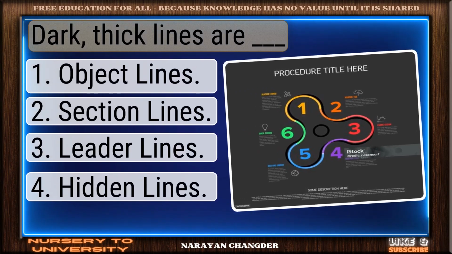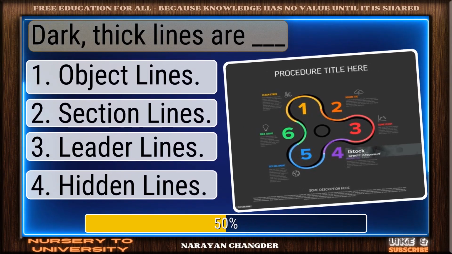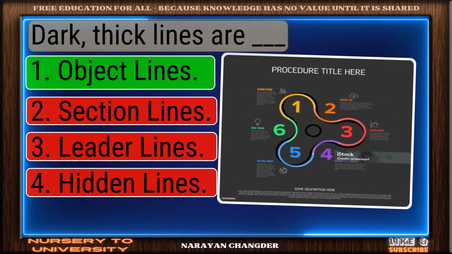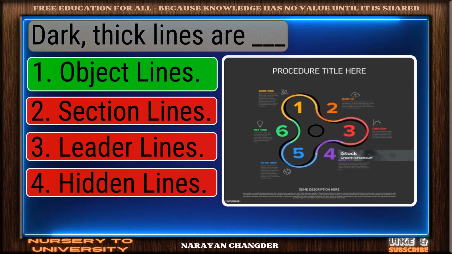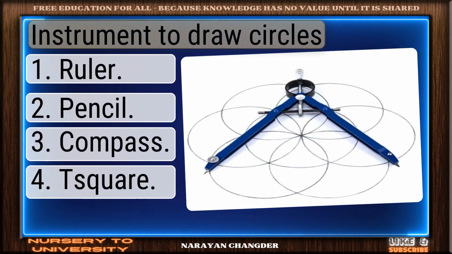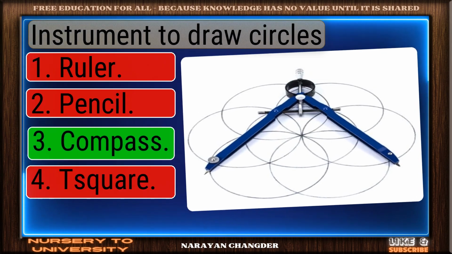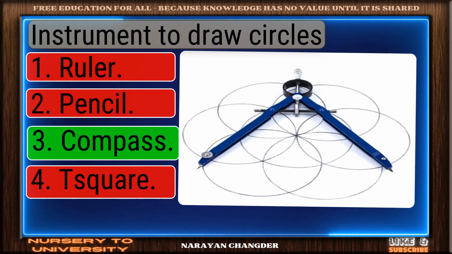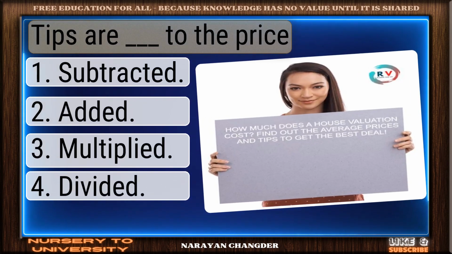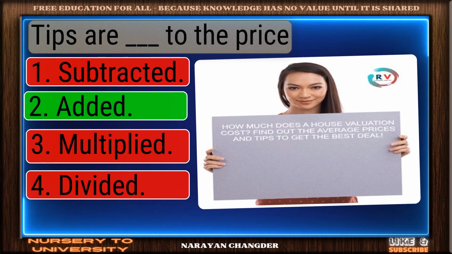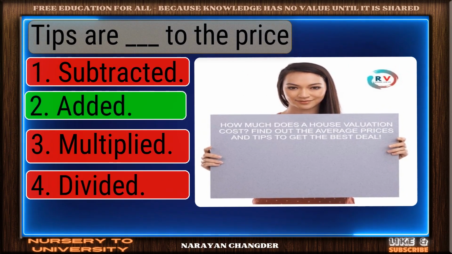Dark, thick lines are dash. Nice selection. Object lines is correct. Instrument to draw circles. Excellent. Compass is well reasoned. Tax is dash to the price. Good thinking. Added is right.